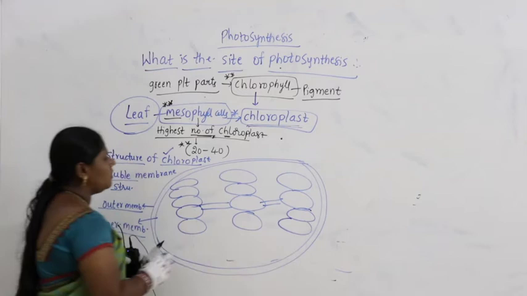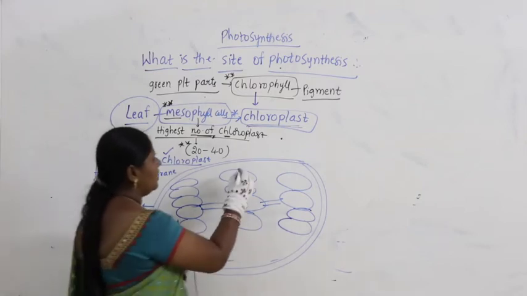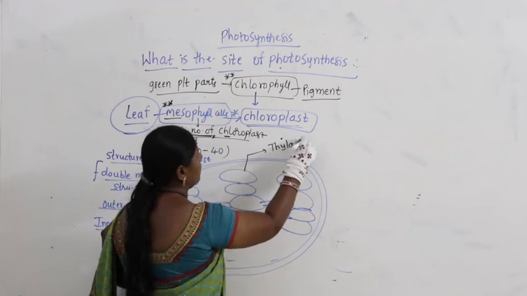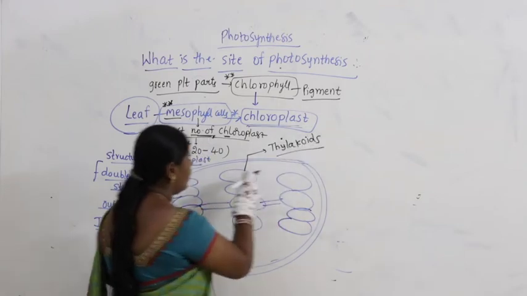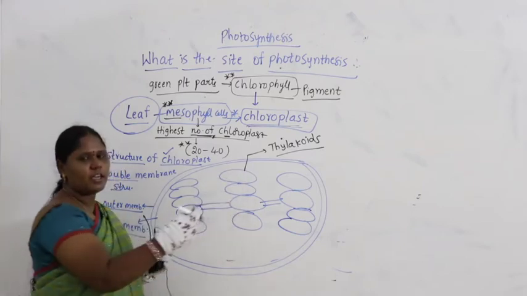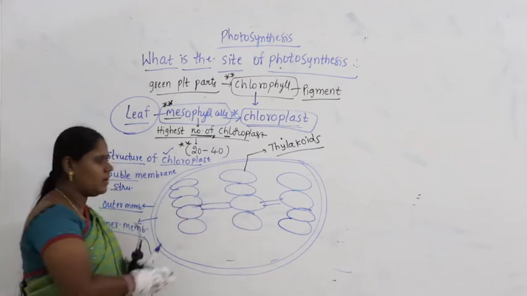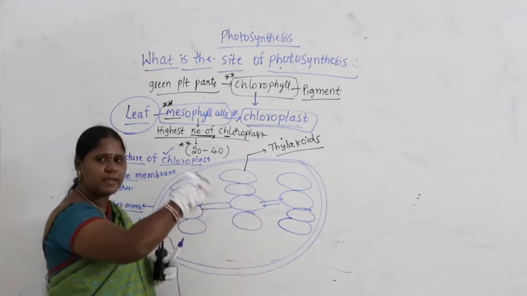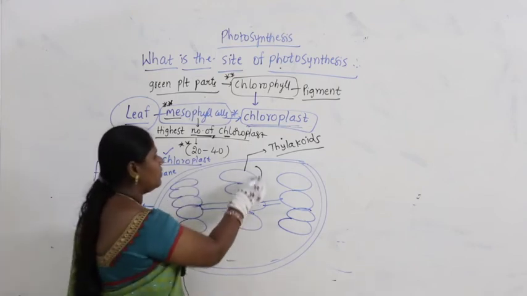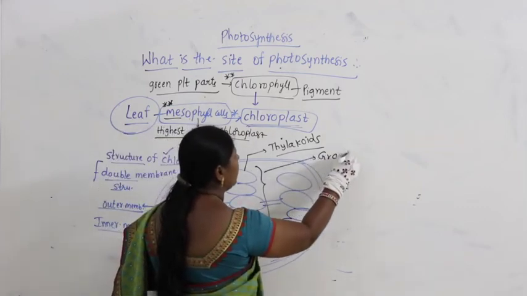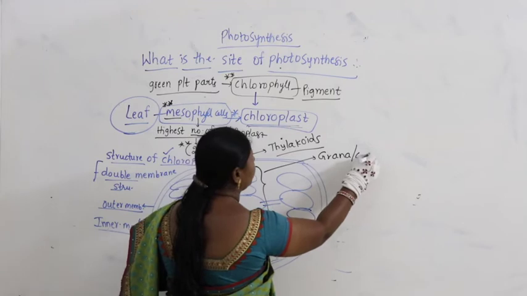Now each one is called what? Each one is called a thylakoid. So there is an arrangement of a group of thylakoids one above the other, like a file of coins. You can see the stacks one above the other like a file of coins. All together, what do we call this? This is called grana, or granum.